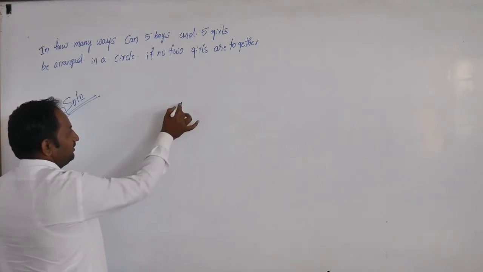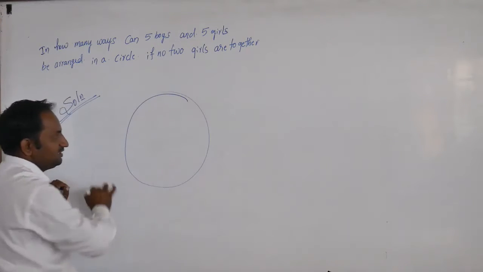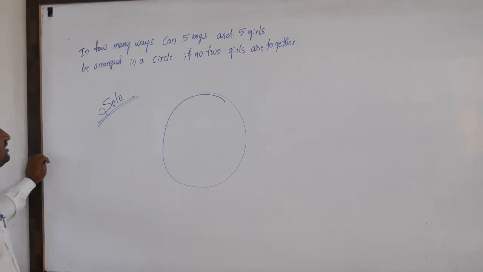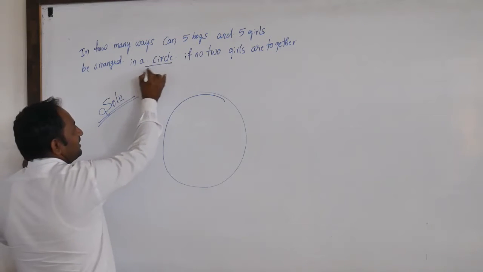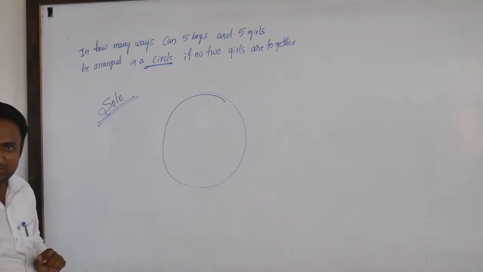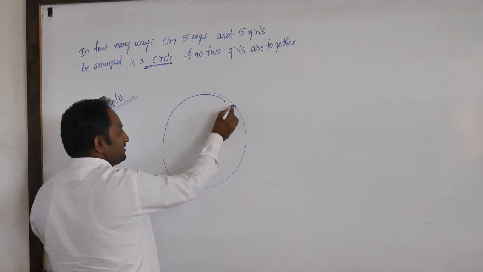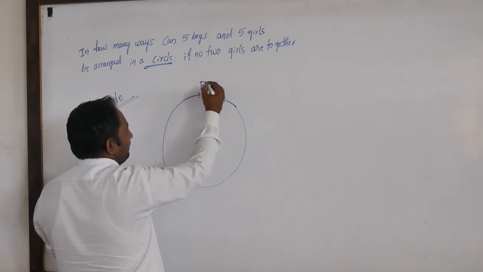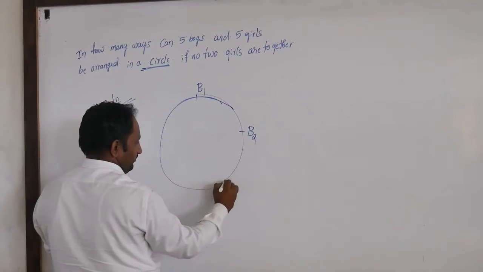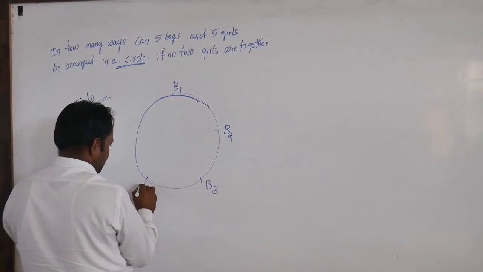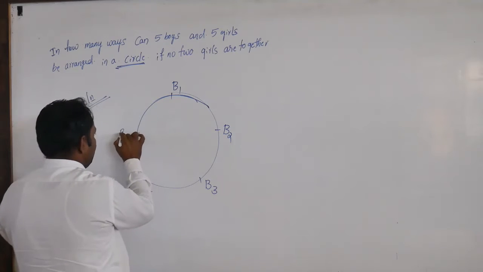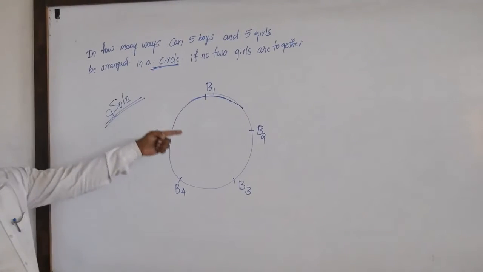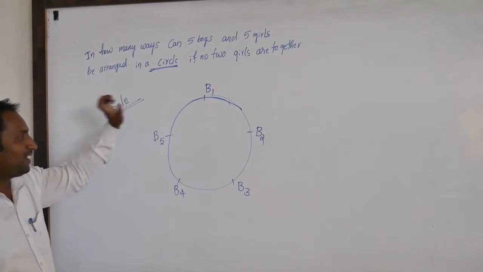Consider it a closed path, a circular path. Consider one circle. How many ways can 5 boys and 5 girls be arranged in a circle? A circle means a closed path, belonging to circular permutation. In this circle, name the 5 boys B1, B2, B3, B4 and B5. Here the 5 boys are arranged in one way of representing a circular path.